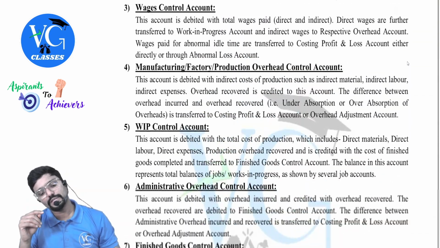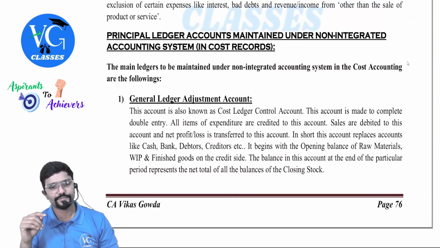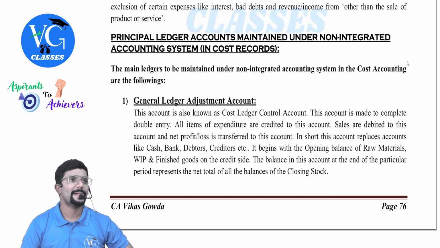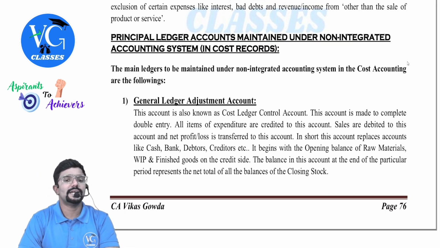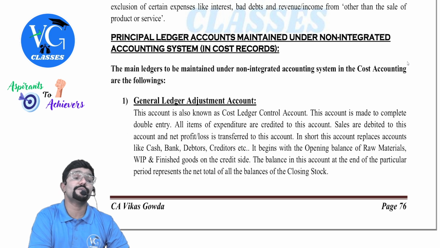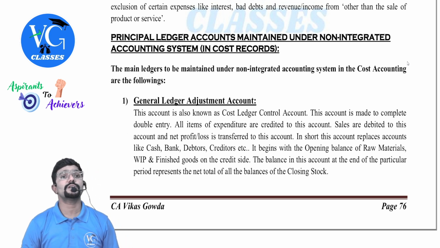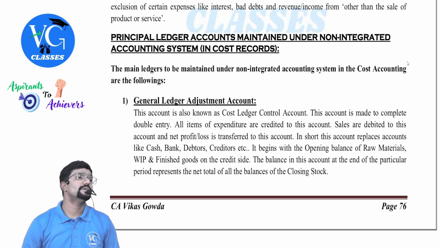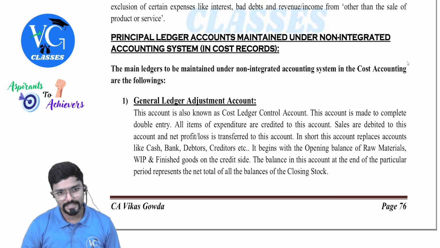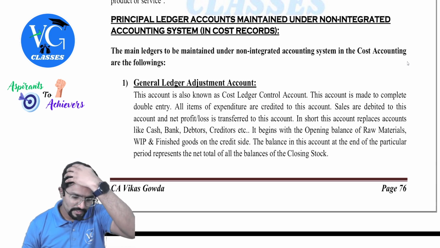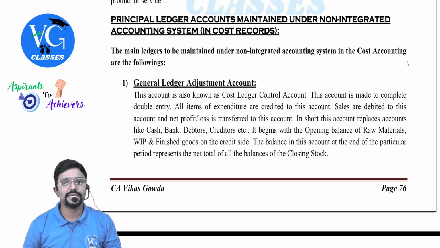Okay. Now come to the first account. We left it now. General ledger adjustment account. Guys, MCQ can be asked: which account will be opened under non-integrated system in cost books to complete the double entry system? General ledger adjustment account. This account is also known as cost ledger control account.